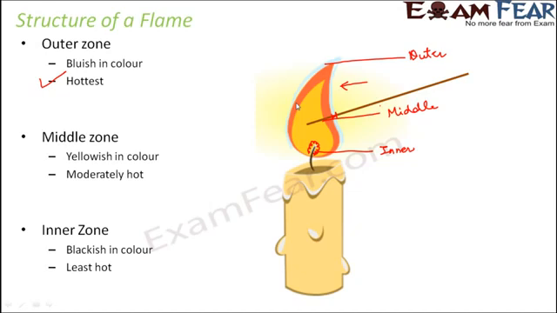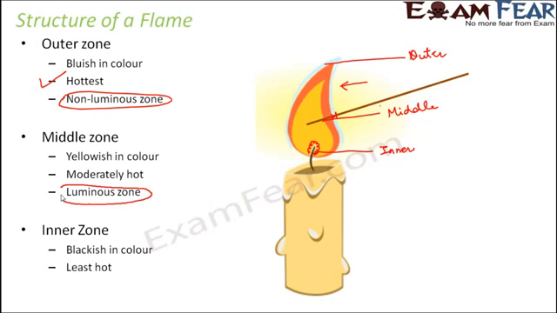The temperature is as high as 600 degrees Celsius. Now, this outer zone is called the non-luminous zone because it doesn't produce a lot of light, whereas the middle zone is called the luminous zone. So basically this yellowish orange zone is the luminous zone. In the outermost zone, complete combustion takes place. So here complete combustion takes place.